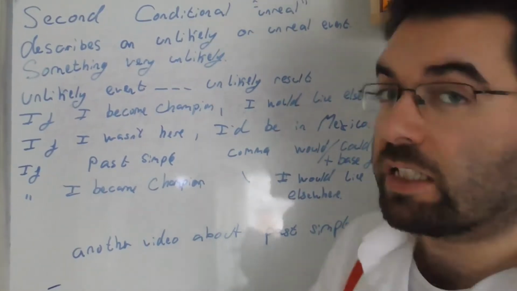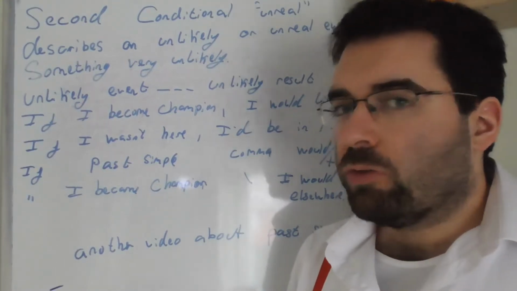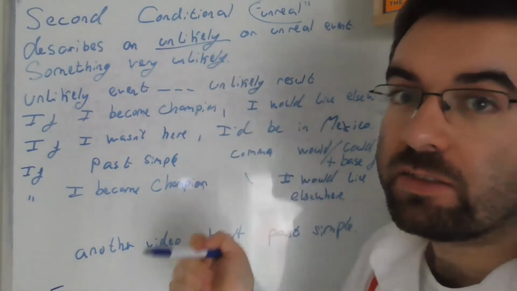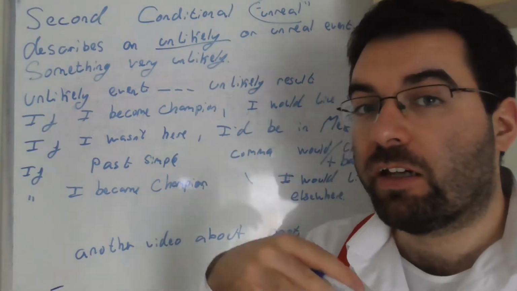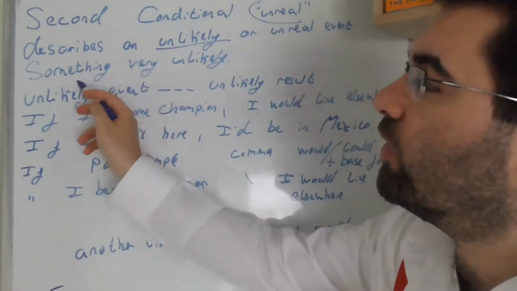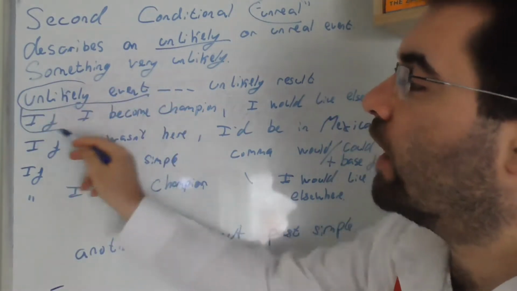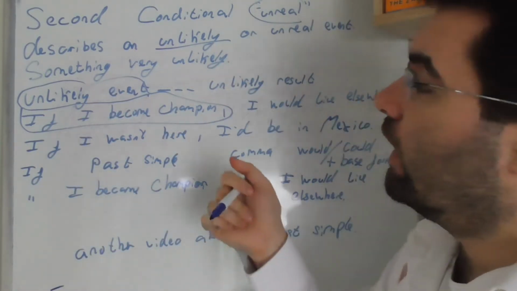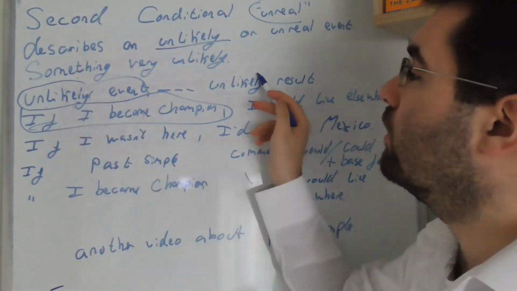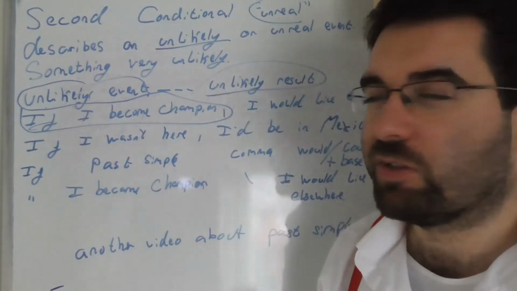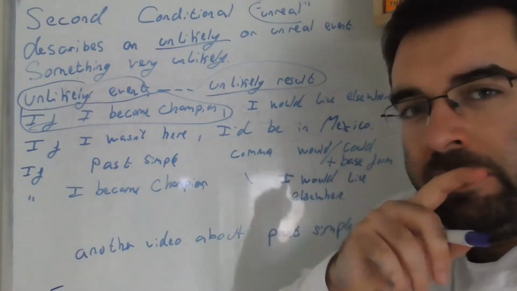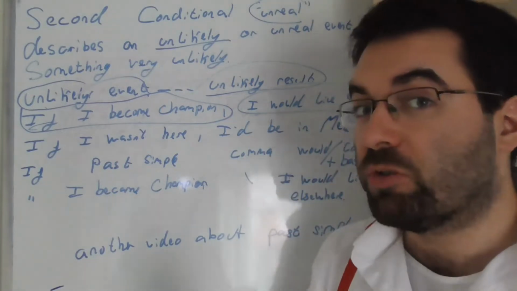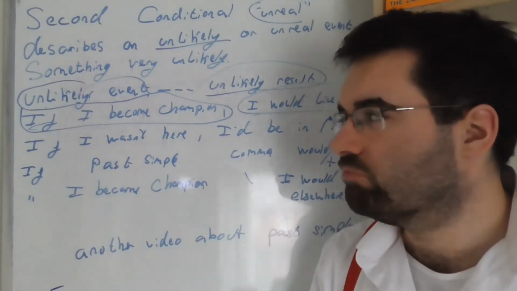Okay, so let's have a look at this second conditional then, which talks about unreal and unlikely events and the things that are unlikely to happen as a result. So, unlikely event: if I become champion, just champion in general, nothing particular. Unlikely result: I would live elsewhere. If I become champion, I would live elsewhere. Okay.